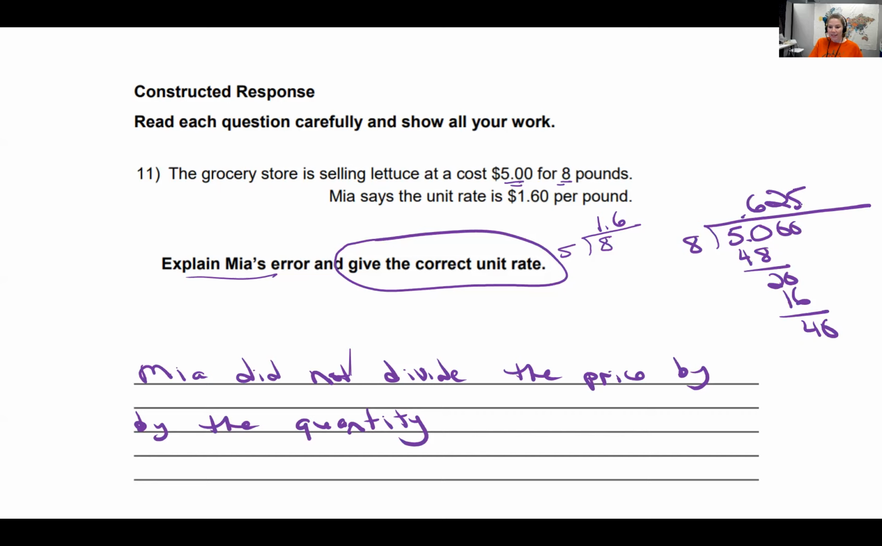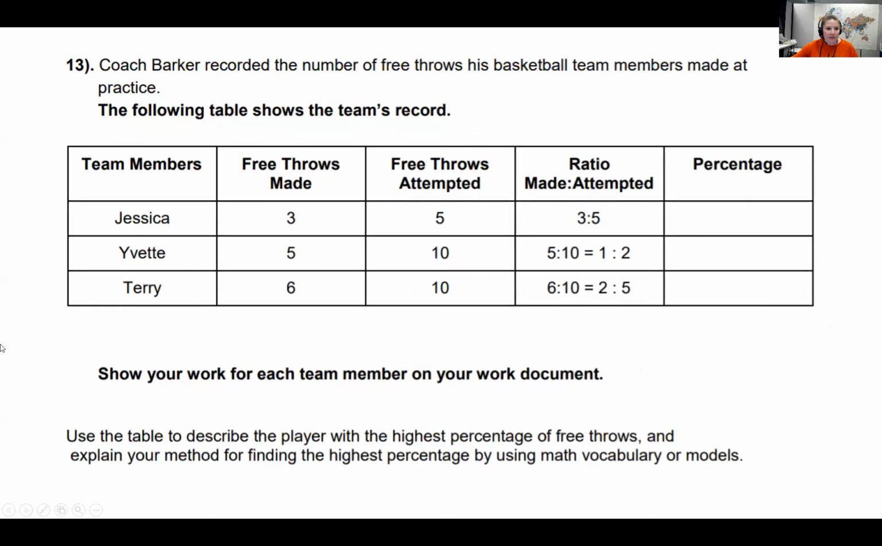So if we round this to the nearest penny, we would say the correct unit rate is about 63 cents per pound. All righty, let's look at the next one. So number 13, it says Coach Barker recorded the number of free throws his basketball team members made at practice. And I think there was an error on this one. Yep. So that's 6. We're going to pretend that 6 is a 4.